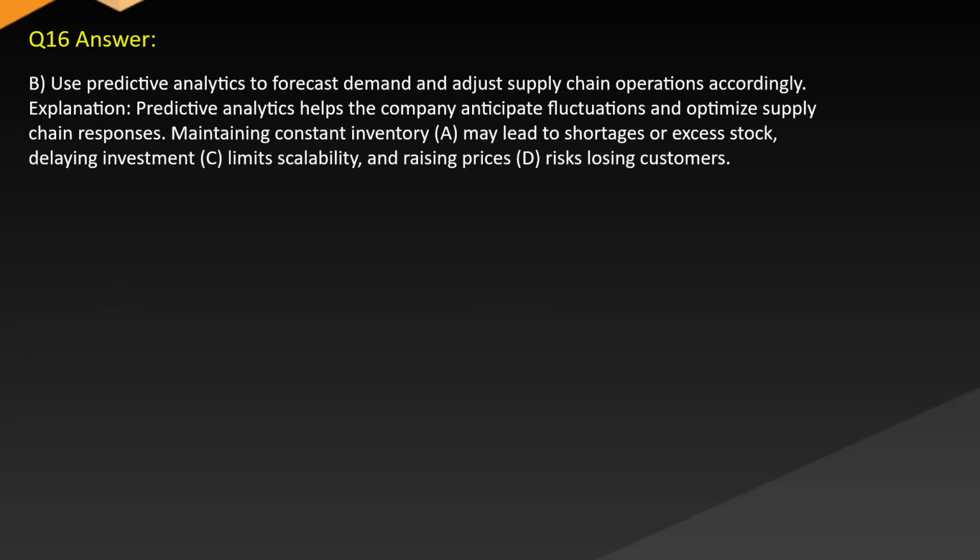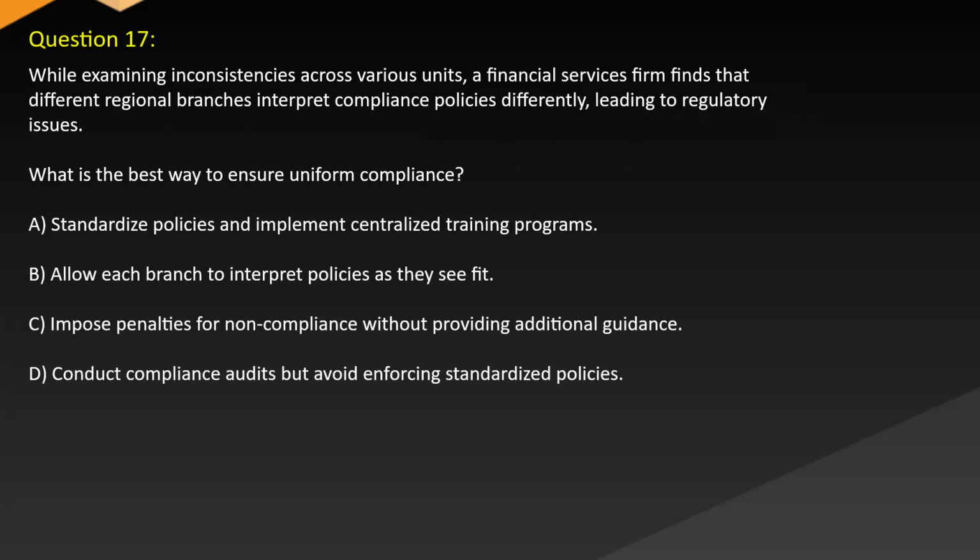Answer: B. Use predictive analytics to forecast demand and adjust supply chain operations accordingly. Explanation: Predictive analytics helps the company anticipate fluctuations and optimize supply chain responses. Maintaining constant inventory (A) may lead to shortages or excess stock, delaying investment (C) limits scalability, and raising prices (D) risks losing customers.